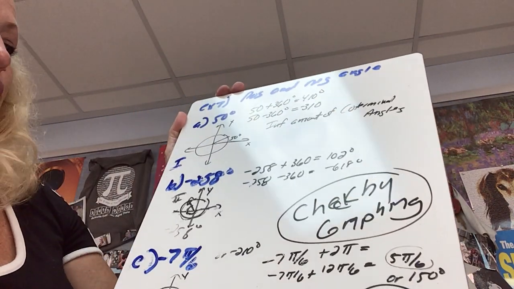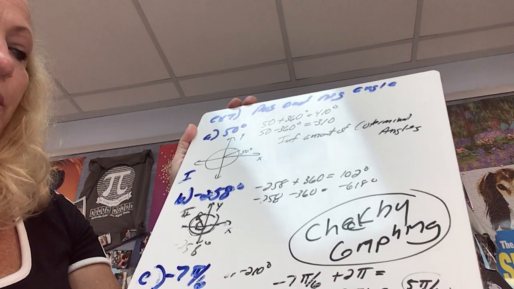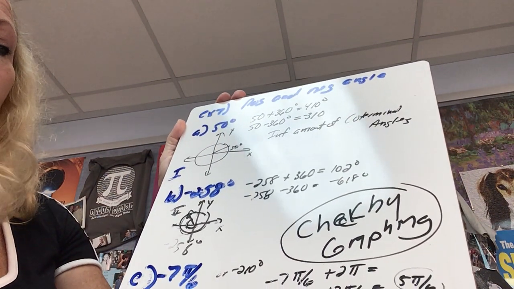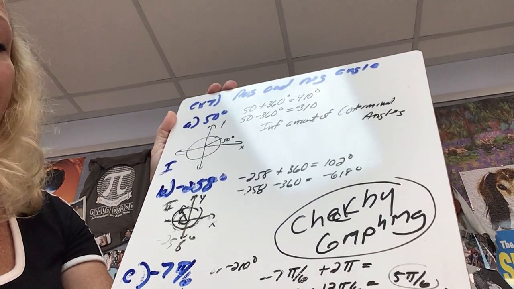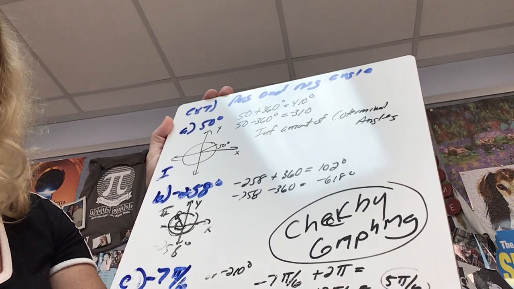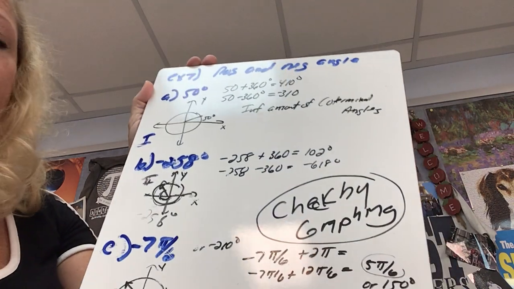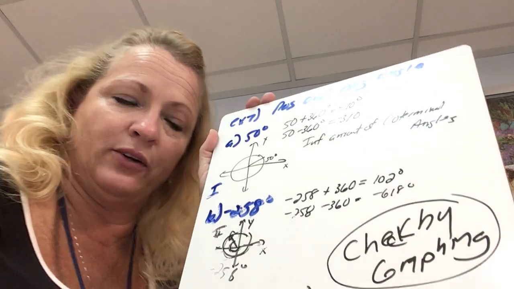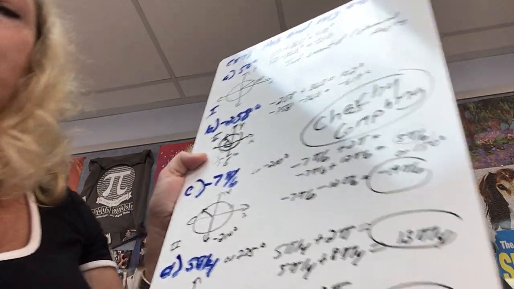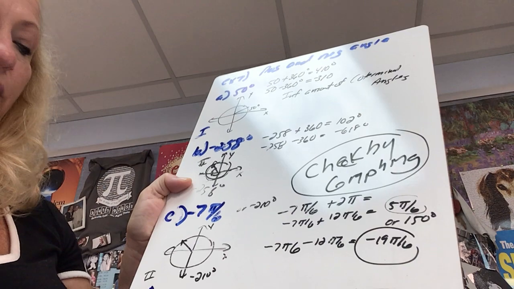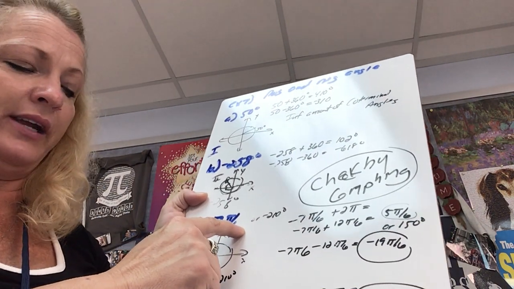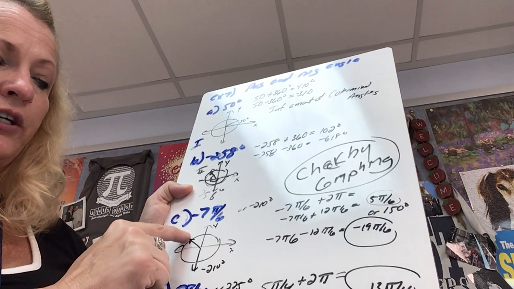All right, why don't you try, if you need to stop this, 7b with negative 258. Negative 258 would put me in quadrant 2. So if I add 360, I get 102, and if I subtract 360, I get negative 618. And as I've mentioned, always check by graphing. All right, if your angle is in radians, then you need to keep your coterminal angles in radians. So negative 7 pi over 6. Where is that? Well, that would be in quadrant 2.